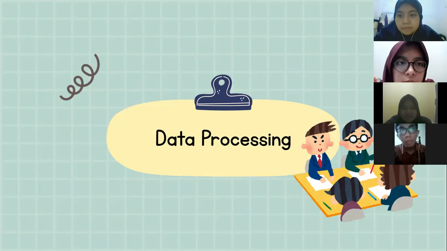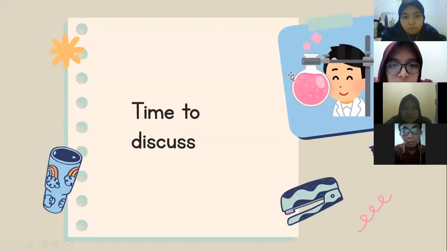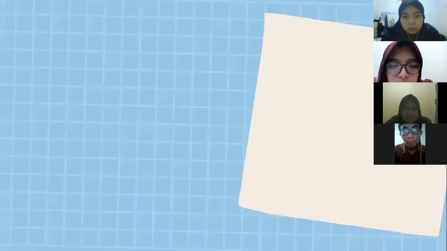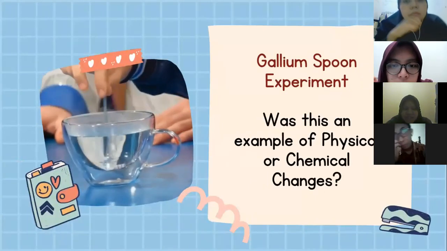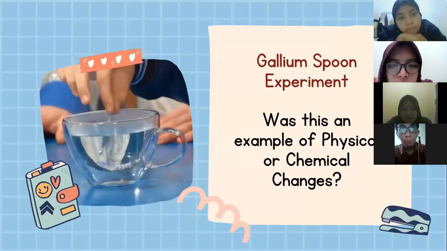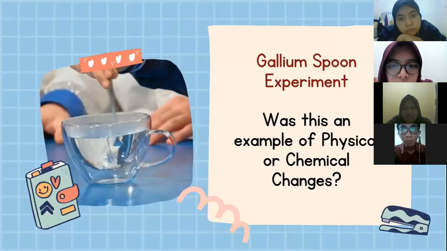The first question is about the first video, the gallium metal experiment. Okay, wait a minute. As you can see here, what happens when we stir the very hot water with the spoon made from gallium metal, and what kind of change happened here? Was this an example of physical or chemical change? Can anyone explain why?